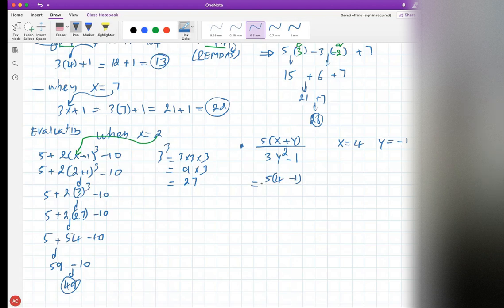Negative over. So 3, again, if you have 3 times the variable, 3 times the letter, put parentheses first, 3 times whatever that is, and the power stays -1. Negative 1.